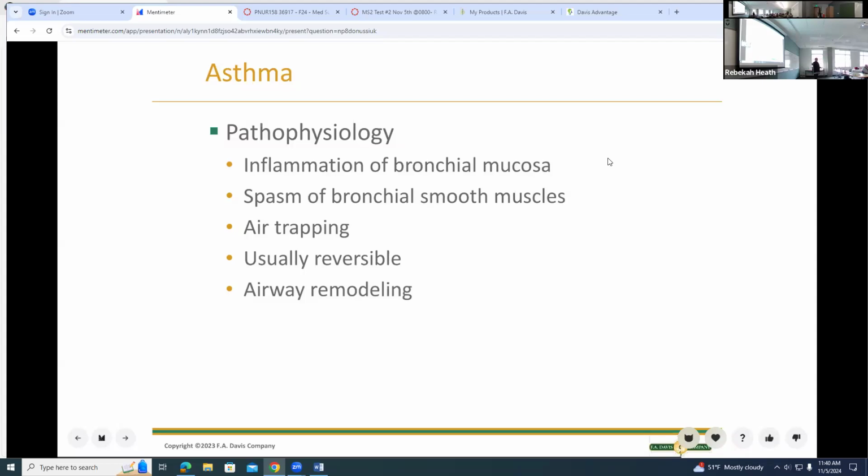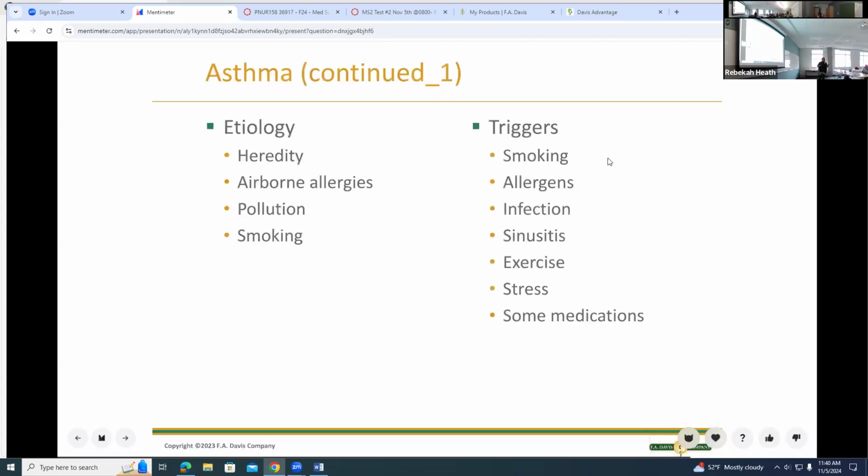Over time, though, you can have some airway remodeling, meaning airways that get kind of enlarged and squishy. It can be hereditary. It can be from allergies, pollution, smoking. Those can all be things that trigger somebody to develop asthma. That's the etiology, what can cause them to develop asthma.